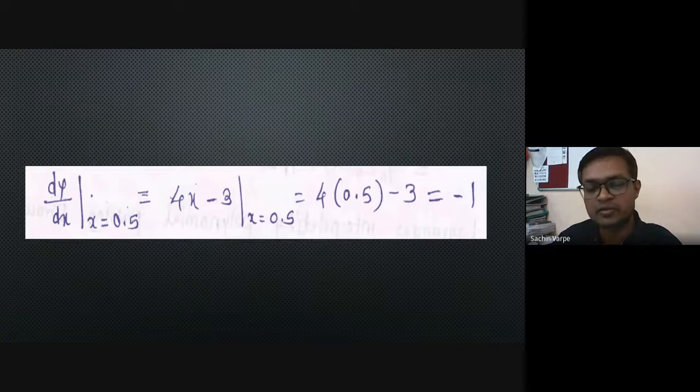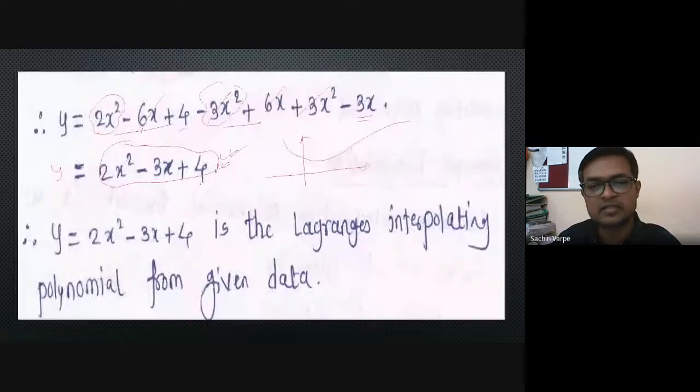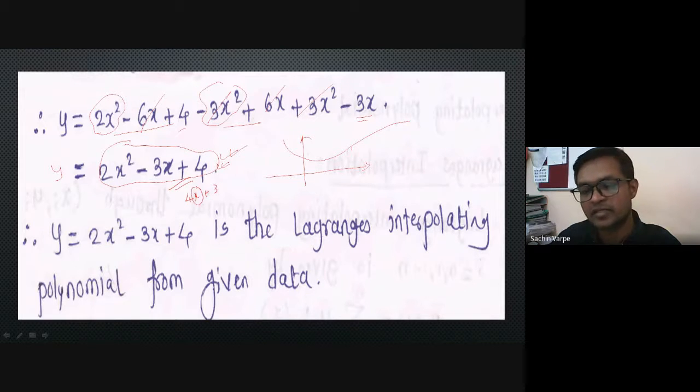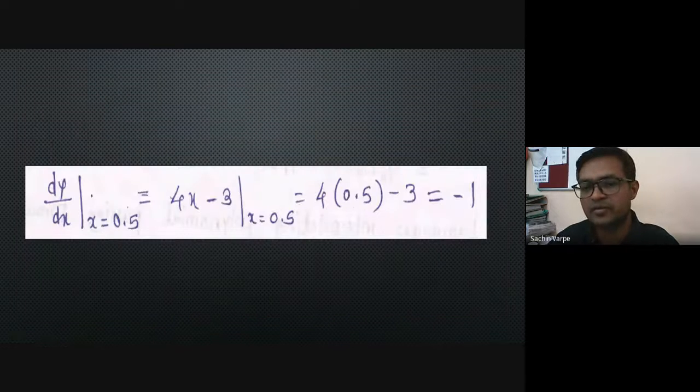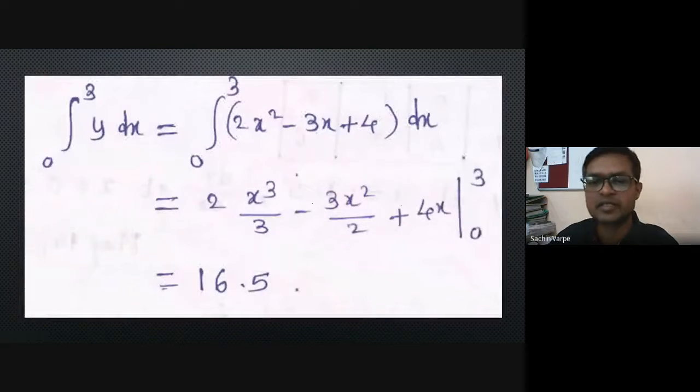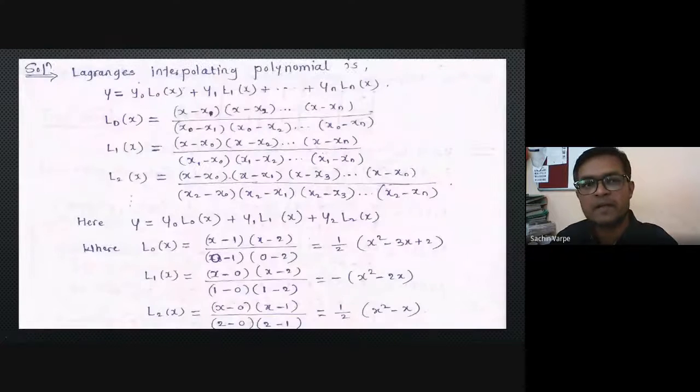And for the derivative, first of all, differentiate this y. What will the derivative be? 4x plus 3. And then substitute the given value of x, that will be the derivative at that point. So that is -1, and integration can be done also.